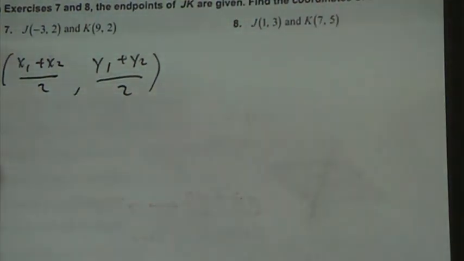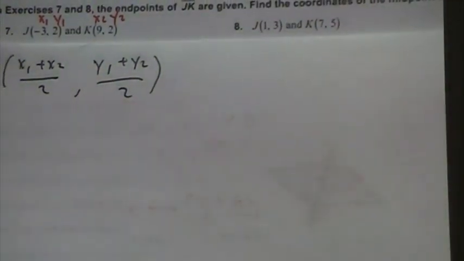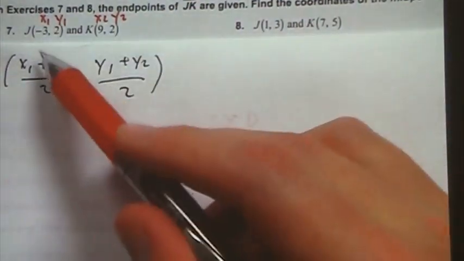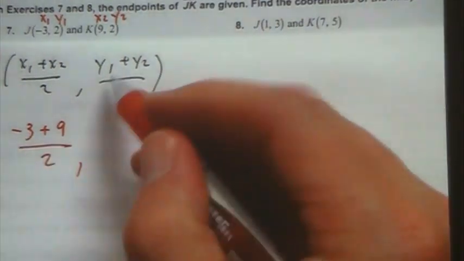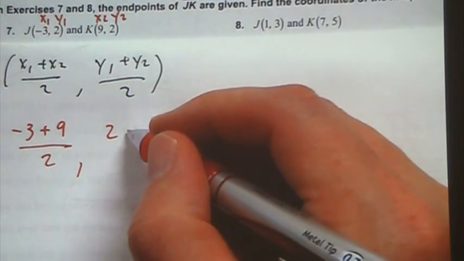From here, we're going to take these points and put the values into this formula. x1, y1, x2, y2. If you label your points, it's going to help your brain figure out what pieces go where in the formula. And now we're just going to substitute these numbers into your formula. So we got x1 is negative 3, plus x2 is 9, over 2, y1 is 2, y2 is 2. Boom.